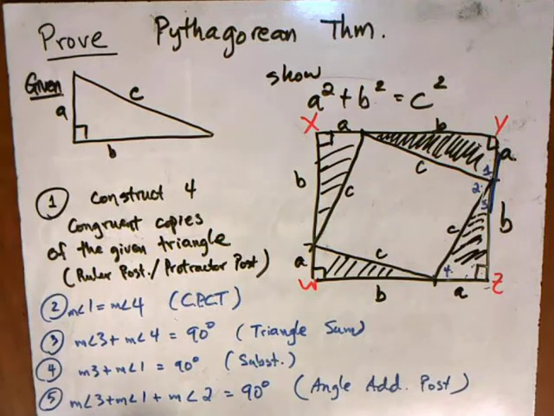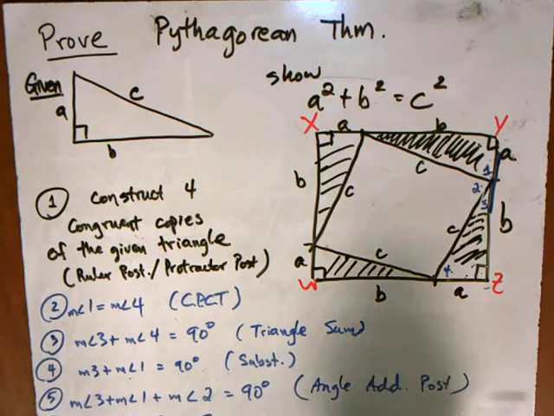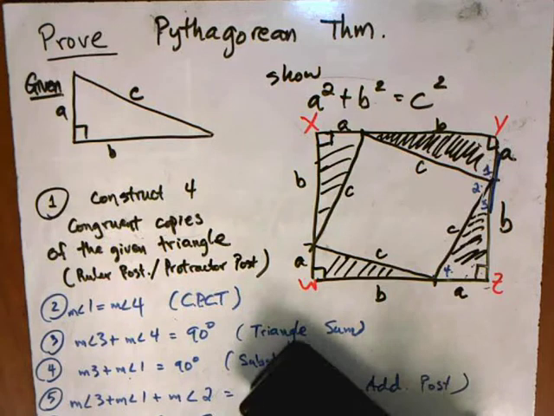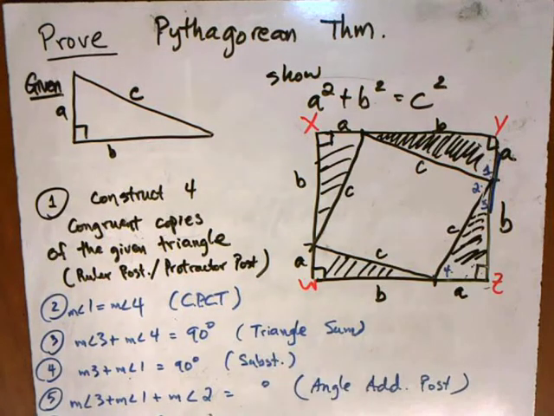Angle addition postulate. But angles 1 and 3 make 90 degrees. So 90 plus the measure of angle 2 equals 180. I don't know why I wrote 90 up here, so this should be 180 up here. This would be 180. Okay. And this is substitution.